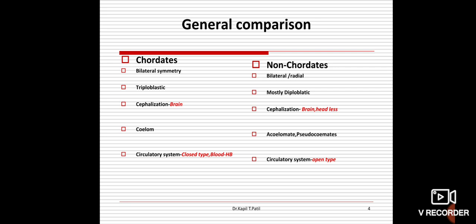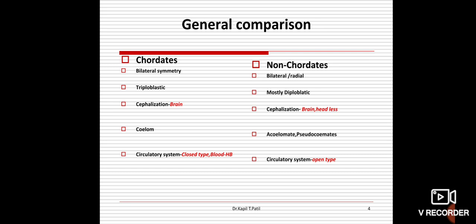Then coelom. Coelom is a space between the gut and body wall. So all chordates are generally coelomate, a true coelom is present in chordates. But non-chordates are acoelomate or pseudocoelomate. Sometimes there is no space between the gut and body wall. Then the next point, the circulatory system, is also considered for the comparison. The circulatory system generally has two types, open type and closed type.